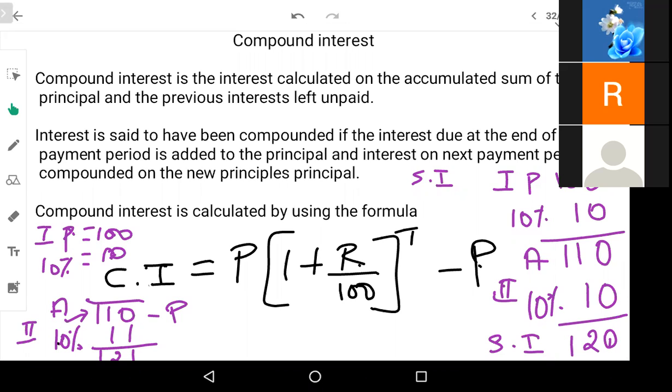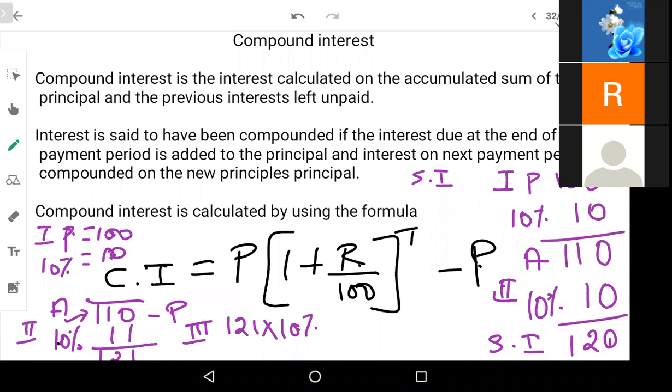Okay. Now, interest is said to have been compounded if the interest due at the end of a unit payment period is added to the principal and interest on the next payment period is calculated on the new principal. So here if you see 100 plus interest, now we are calculating the interest on 110 rupees for the next year. Now for the third year, we will calculate the interest on 121.